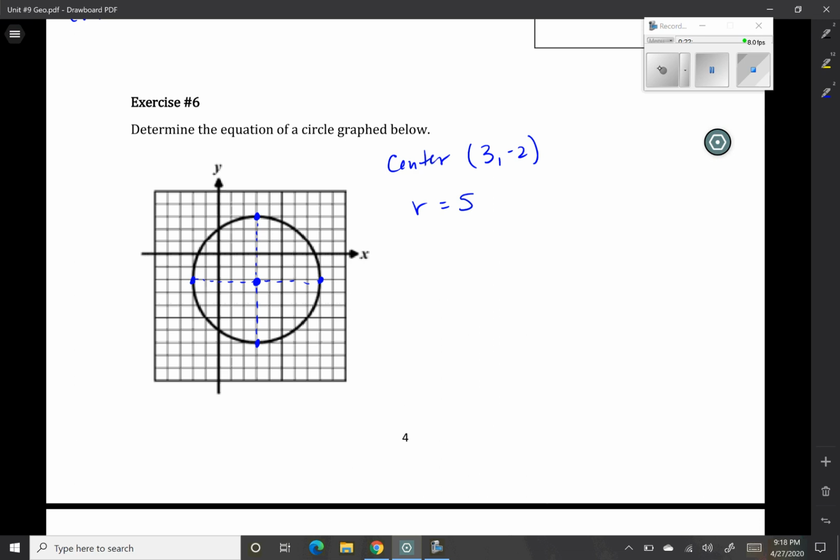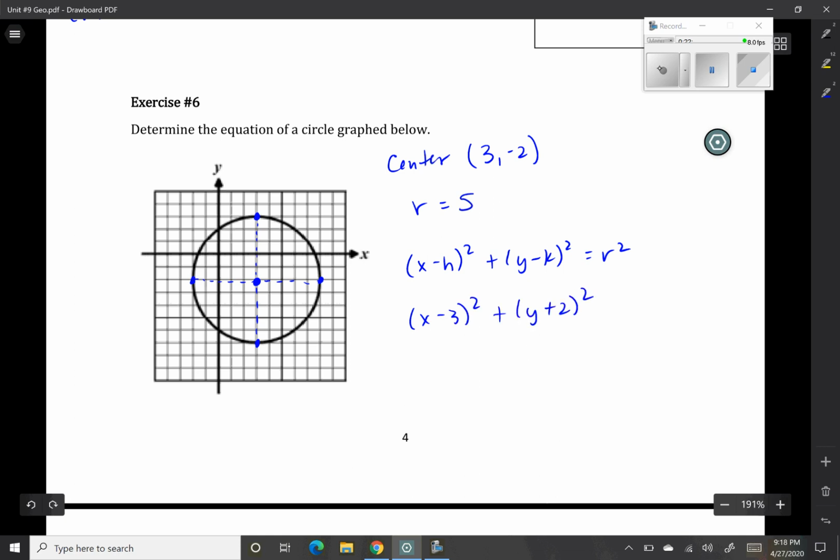Since I know the center and I know the radius, I can say (x minus h) squared plus (y minus k) squared equals the radius squared. So I could say (x minus 3) squared plus (y plus 2) squared. Notice I'm using a plus 2 here because we want the opposite of whatever that coordinate is. That equals 5 squared, which is 25. There's our equation.